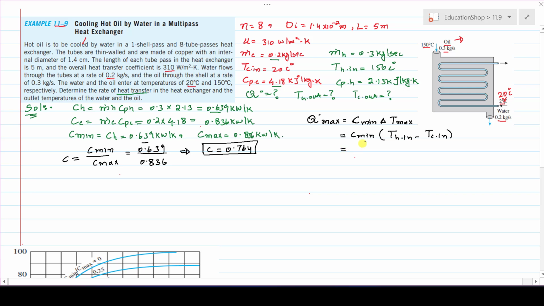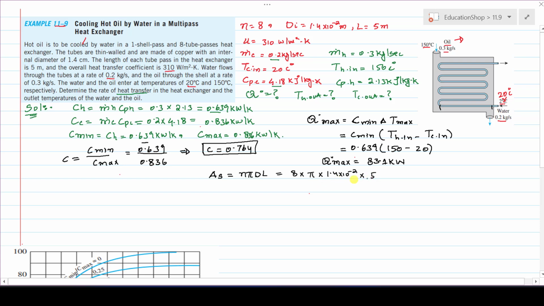Now enter the values: 0.639 times T hot in, 150, minus T cold in, 20. Solve this on the calculator and it gives the maximum heat transfer in the heat exchanger, that is 83.1 kilowatt. Also, the surface area of the pipe is pi D L. This is for one single tube. There are 8 tubes, that's why you multiply by N. N is the number of tube passes, that is 8, and pi is a constant. D value is 1.4 multiplied by 10 to the power minus 2 meter. Length is 5.